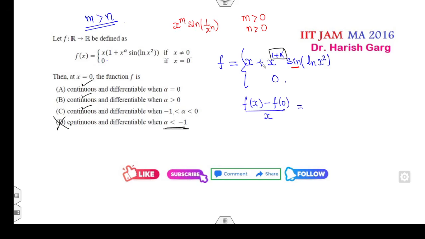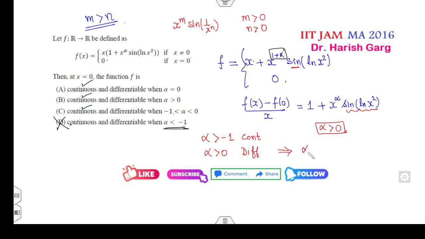तो f of 0 is 0, f of x divided by x, so it is x raised to power alpha sine of ln of x square. Fine, because this function is bounded है ना ये. तो ये function differentiable कब होगा? Whenever alpha must be greater than 0. Fine. So alpha is greater than minus 1, function is continuous. Alpha greater than 0, function is differentiable. तो common क्या बन गया आपके पास? That means alpha is greater than 0, function is continuous as well as differentiable.